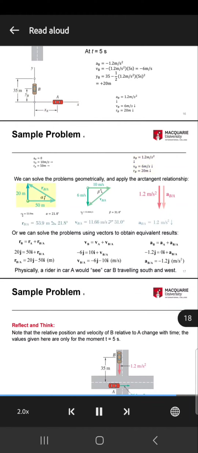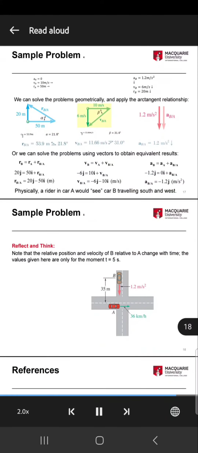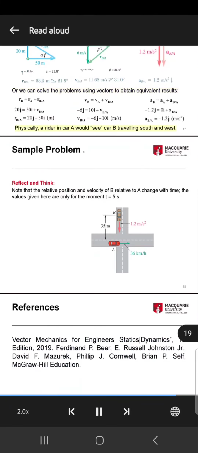Right triangle with horizontal position of B on one side 50 meters, vertical position of B on the left side 20 meters, and relative position of B with respect to A the hypotenuse. The angle equals 21.8 degrees. Right triangle with horizontal velocity of B on top 10 meters per second, vertical velocity of B on the left side minus 6 meters per second, and relative velocity of B with respect to A the hypotenuse. The angle equals 31.0 degrees. The relative acceleration of B with respect to A is just the acceleration of B, 1.2 meters per second squared. Or you can solve the problem using vectors to obtain equivalent results. Physically, a rider in car A would see car B traveling south and west.